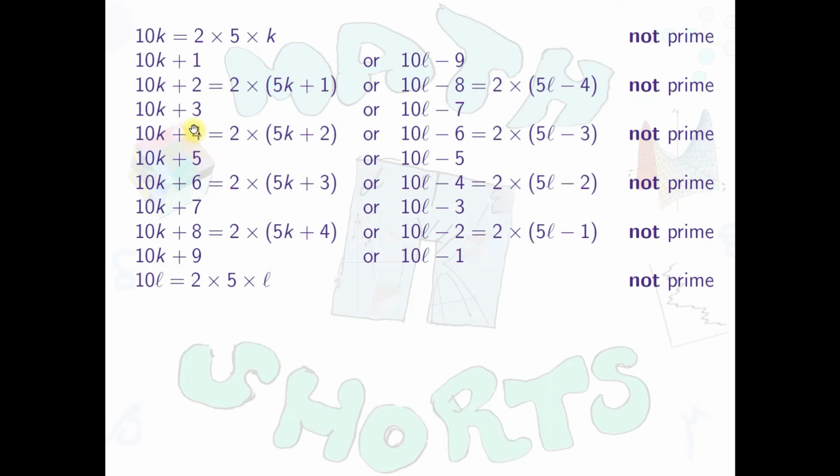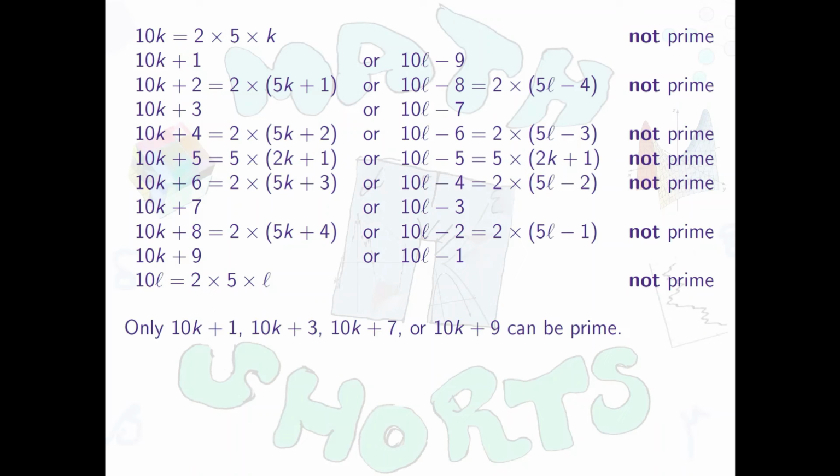If I look, 2, 4, 6, 8, and 10 are all even numbers, so these numbers here are all going to be multiples of 2. They're going to be even, so they can't be prime. And this guy in the middle, 10k plus 5 and 10l minus 5, are both multiples of 5. So those things are not going to be prime.